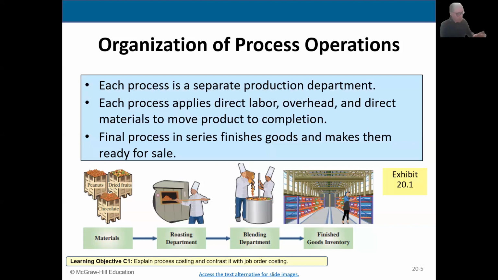And then when the roasting is complete, the cocoa beans move into what we call the blending department. This is where there's more direct materials, direct labor, factory overhead added in to the process. Maybe they're adding in some syrup for the taste, some milk, right? Some additional components to make it chocolate. Once all of that's done, and it goes through maybe another department or two, it moves into what we call finished goods inventory, which means it's available and ready for sale.